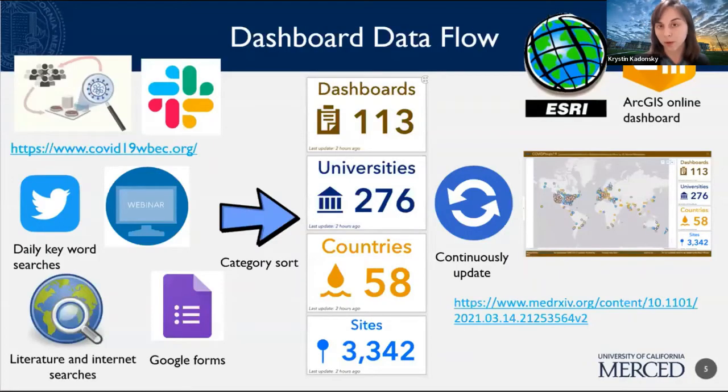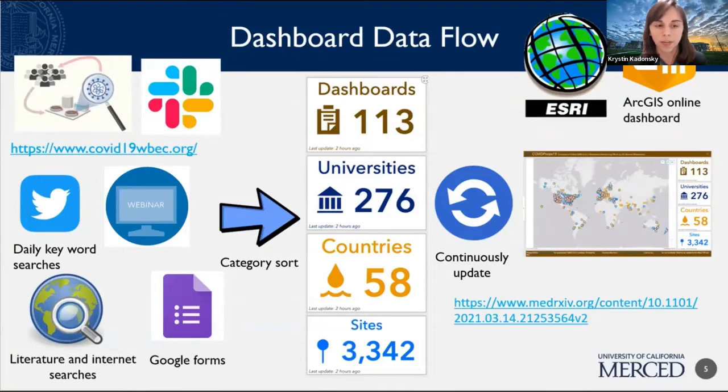And so as wastewater-based epidemiology became more popular and used as a tool for SARS-CoV-2 within communities, our research team decided to start tracking where wastewater monitoring was being implemented around the world. And we do this by keyword searches on social media, such as Twitter, or attending various webinars, or scientific literature and internet searches, as well as reviewing the submissions to our Google Forms.